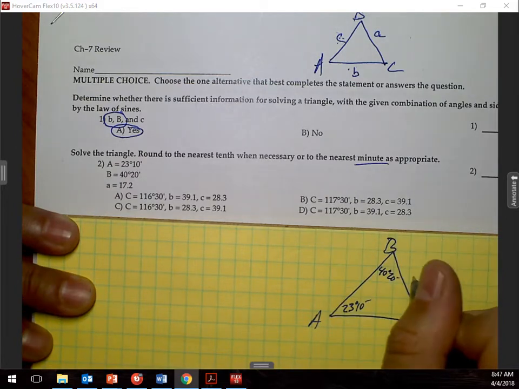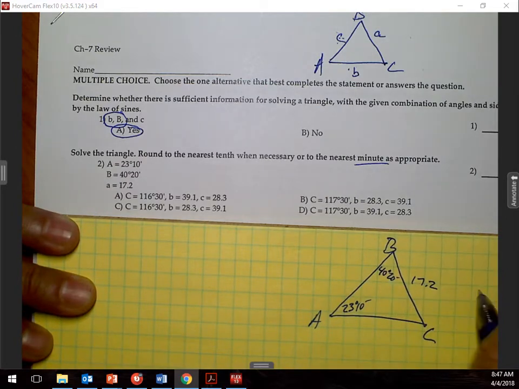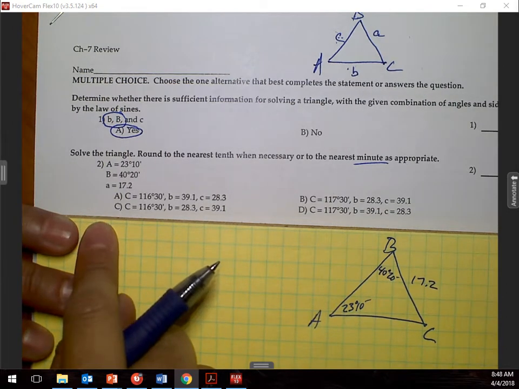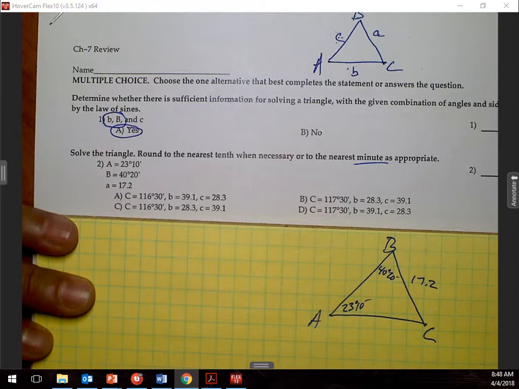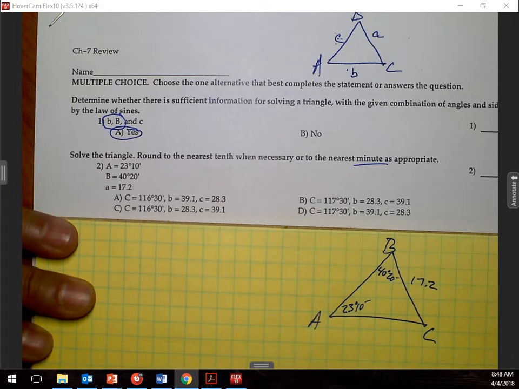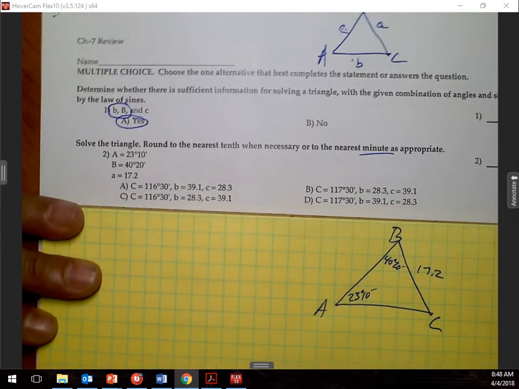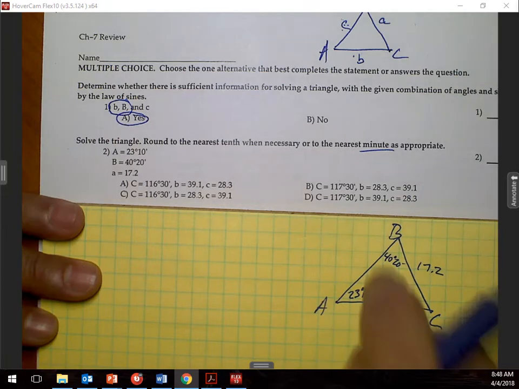Little a is 17.2. All right, so given this much information right here, what's the first thing I should solve for? Big C. Why big C? It's just easy. Yeah, because all 3 angles of the triangle add up to 180, don't they? So you just subtract. So it's going to be 180 minus those.